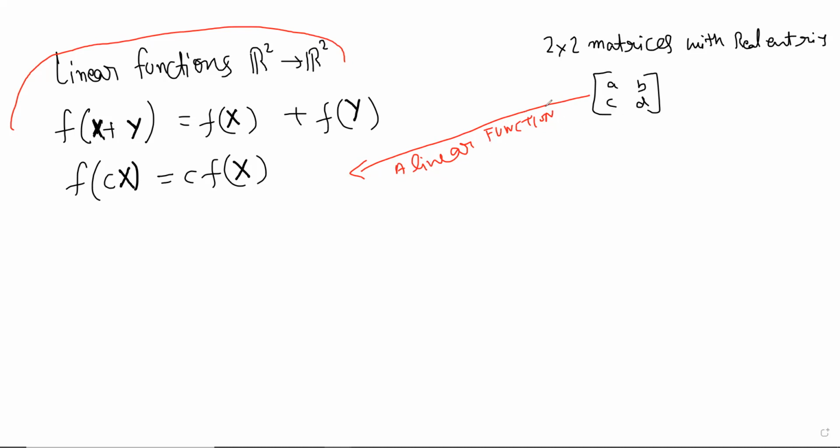This is fine. This we understand. Every matrix gives a unique function. But can we go in the other direction? That was really the question last time. And that's a decent problem: show that every linear function is a matrix.